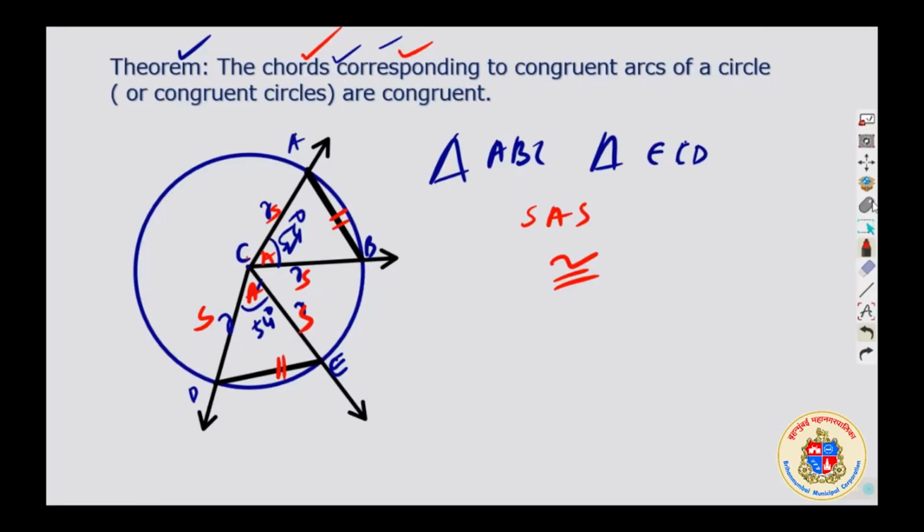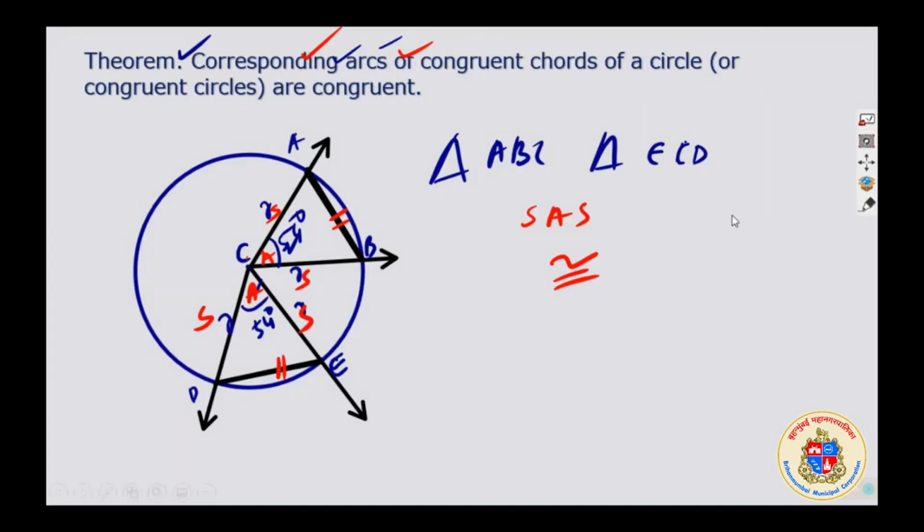Let us go ahead. What more is there in the textbook? It is given almost the same, another way. What is given? Corresponding arcs of, sorry, it got reversed: congruent chords of a circle are congruent. If the chords are congruent, then the arcs will be congruent. So in this, what will we not have?